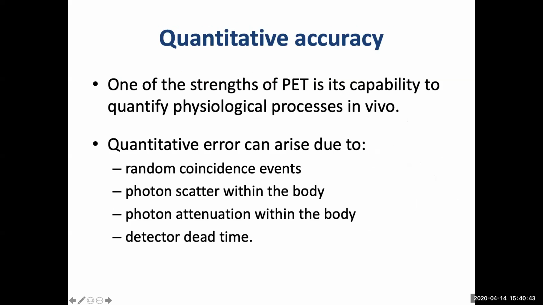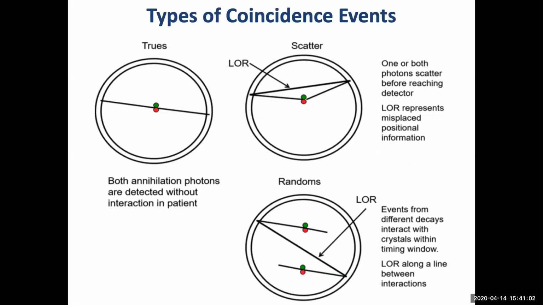One of the strengths of PET is its capability to quantify physiological processes in vivo. A quantitative error can arise due to random coincidence events or photon scatter within the body, photon attenuation within the body, or detector dead time. So we'll go through them one by one now.